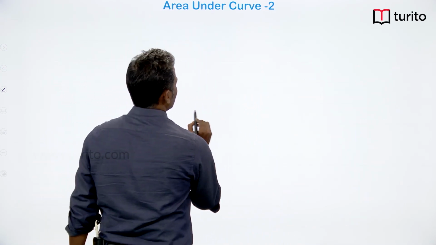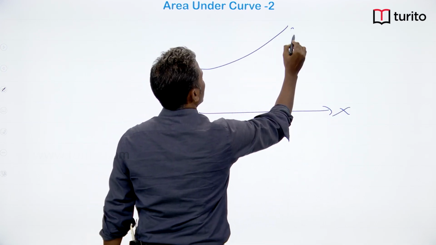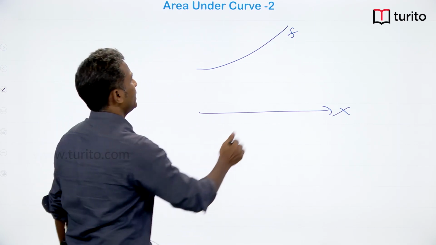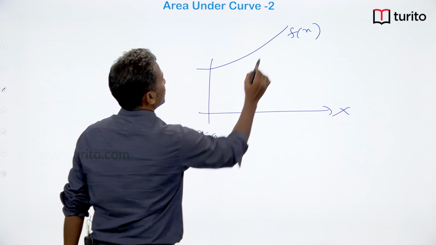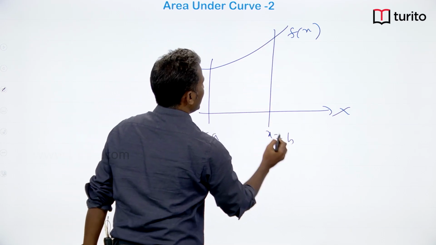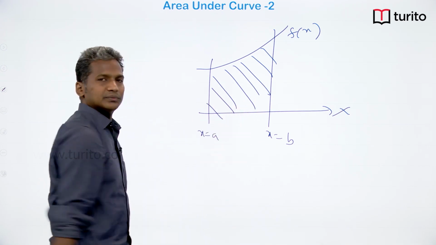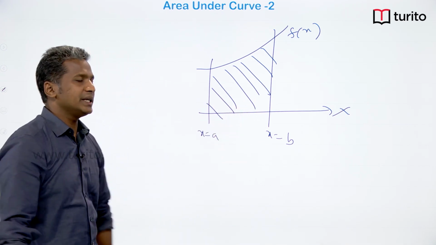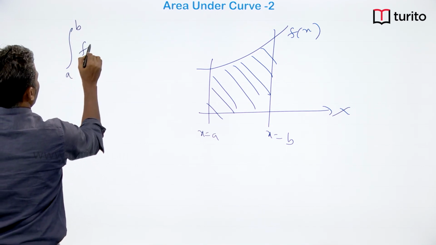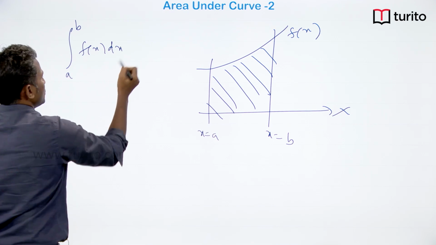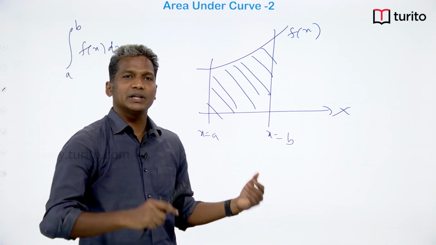Suppose let us say there is x axis here and there is this curve f of x, and between x equal to a and x equal to b, if I find the area, then I will get this area, right. How do we find the area here? By taking integral of a to b f of x dx. So, in this particular situation f of x is above x axis, let us assume that it is above x axis.